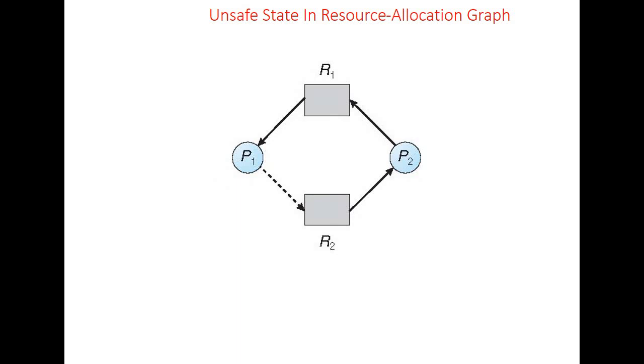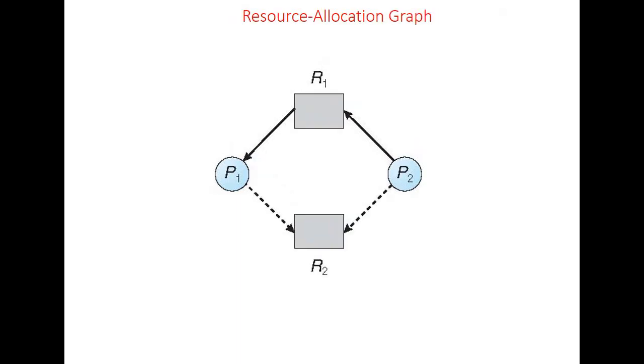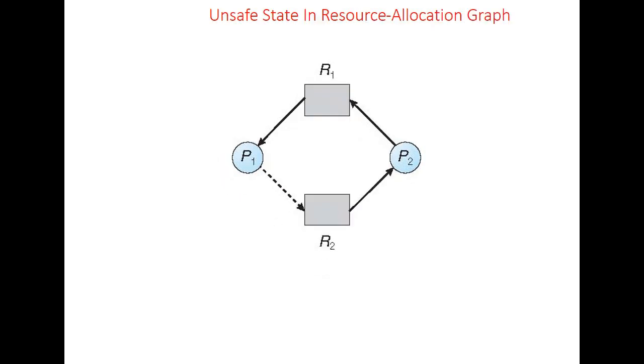So consider an unsafe state scenario in the resource allocation graph. Now you see that the claim edge of process P2 is converted to an assignment edge because resource R2 is assigned to P2. Previously P2 was claiming R2, then P2 requested R2, so R2 is allocated to P2. Therefore the claim edge is converted to a request edge, which is converted to an assignment edge.